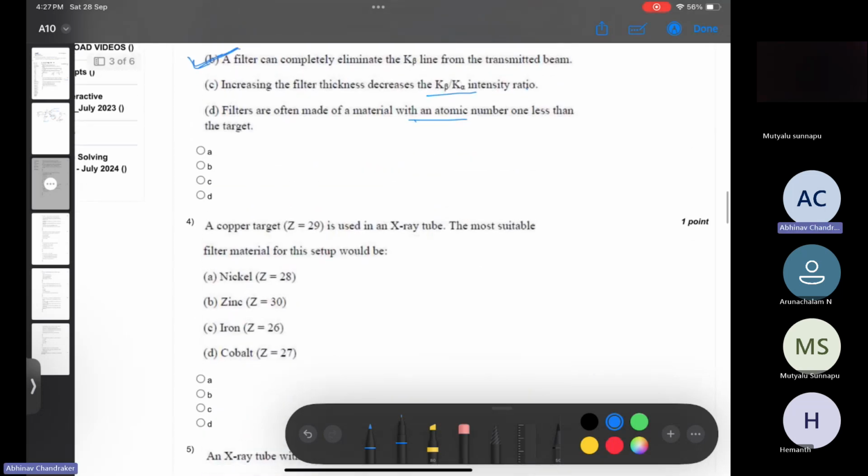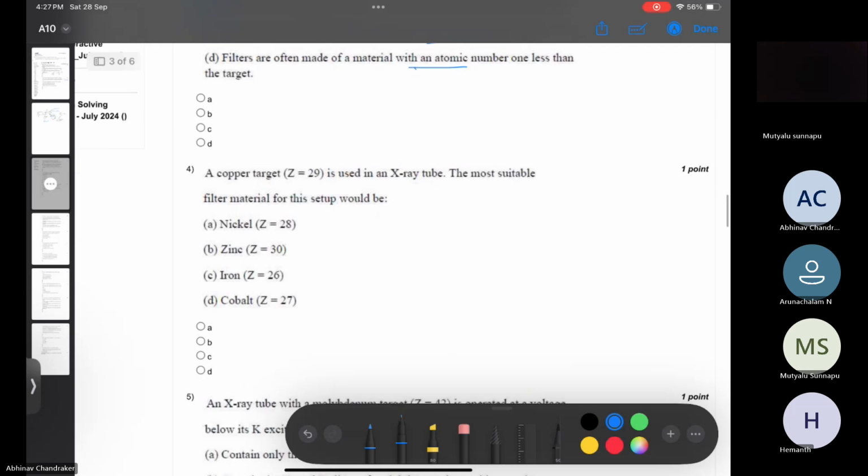Coming to question 4. Here we have a copper target. What should be the suitable material for the filter? Any idea what the answer could be?